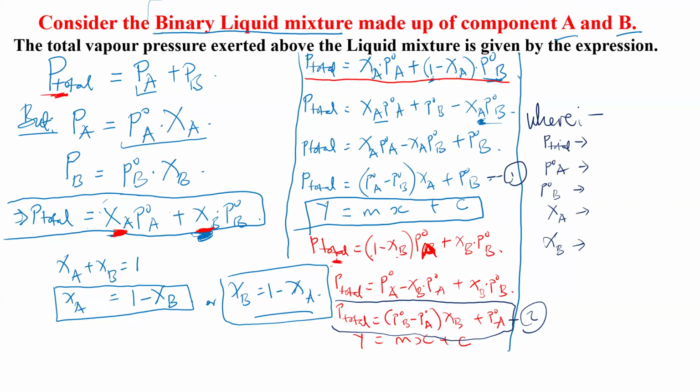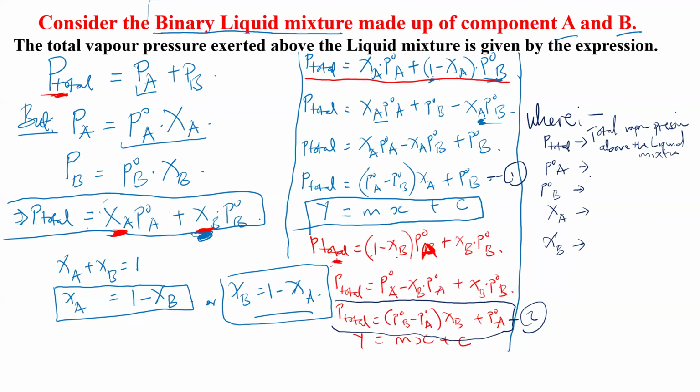Okay, P total stands for what? Total pressure. It is total vapor pressure above the liquid mixture.